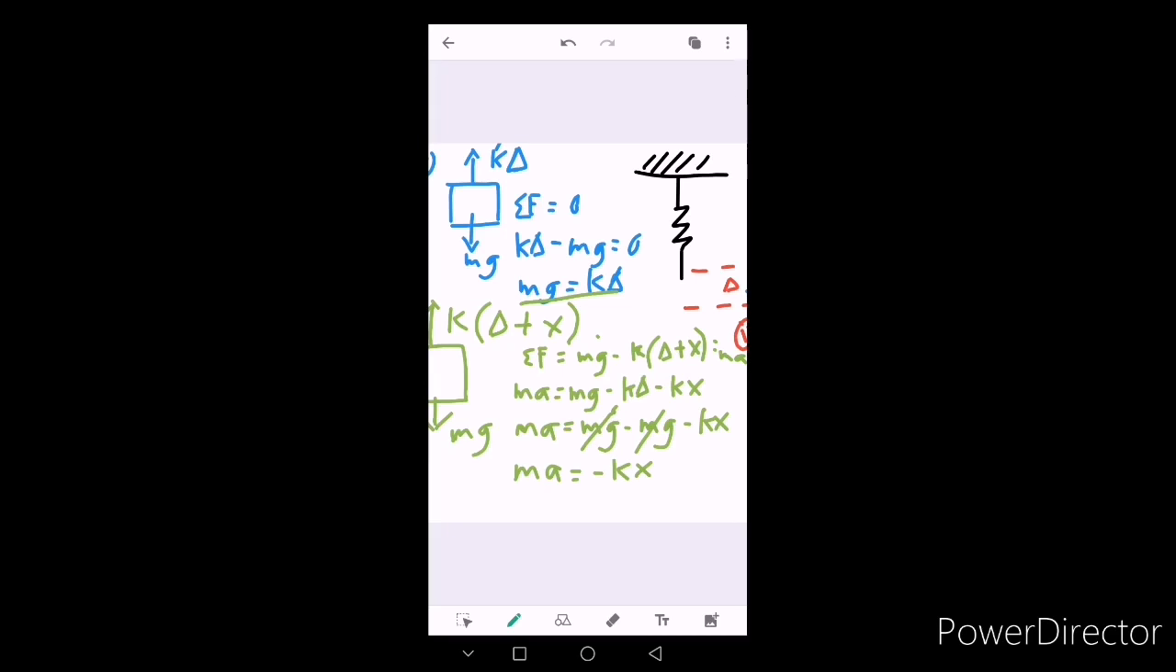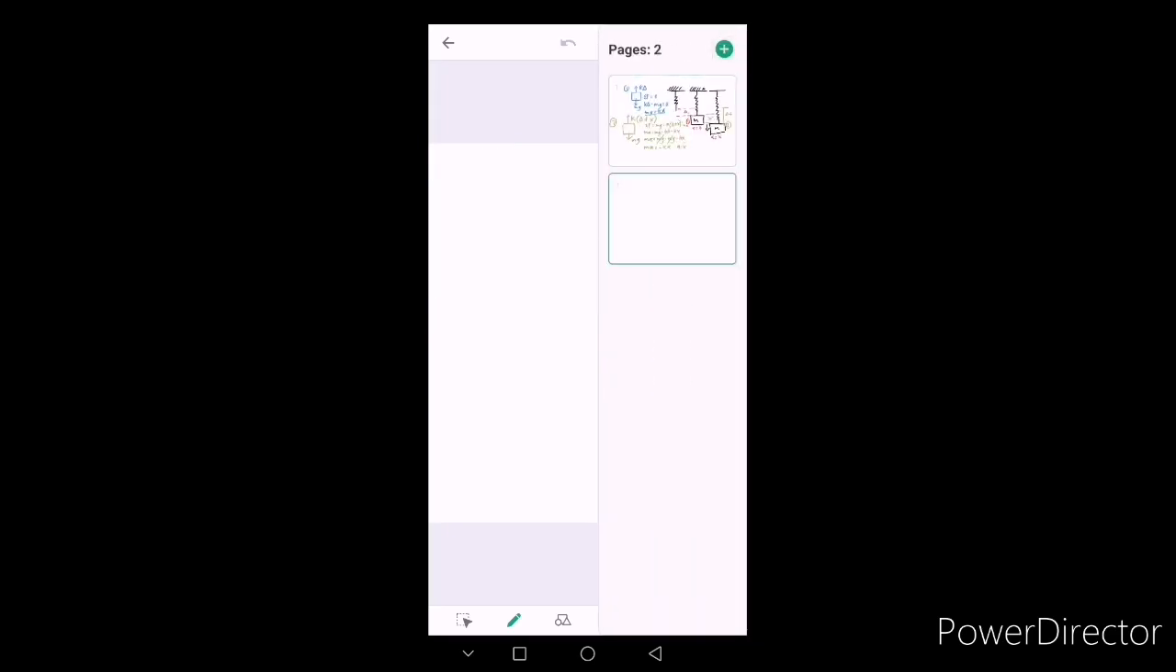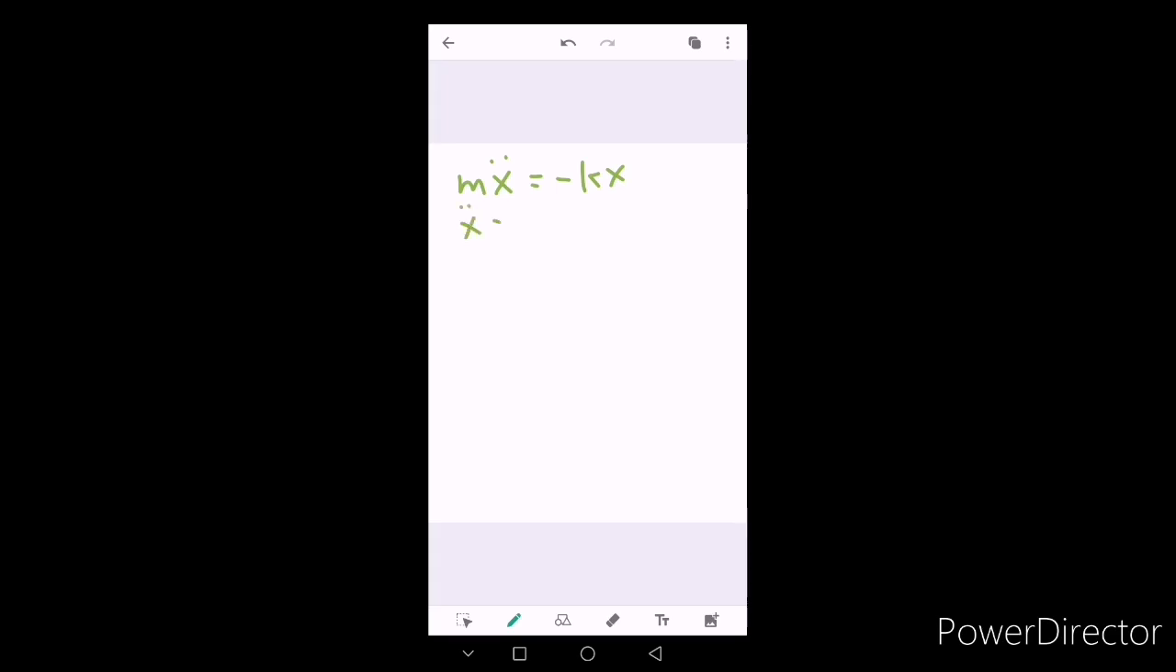We said earlier that acceleration is equal to the second derivative of x. Now, if we transpose the mass to the other side, we have mass times the second derivative of x equals negative kx. Transposing m, the second derivative of x would be equal to negative k times x over m.